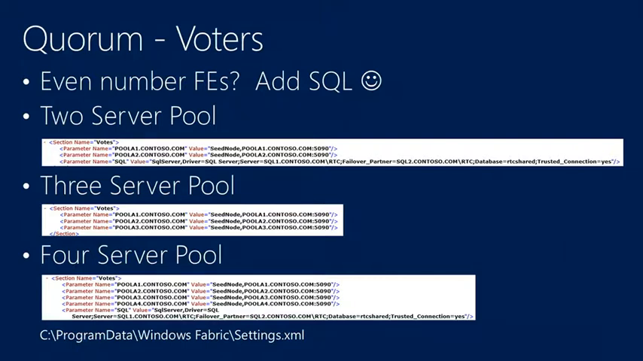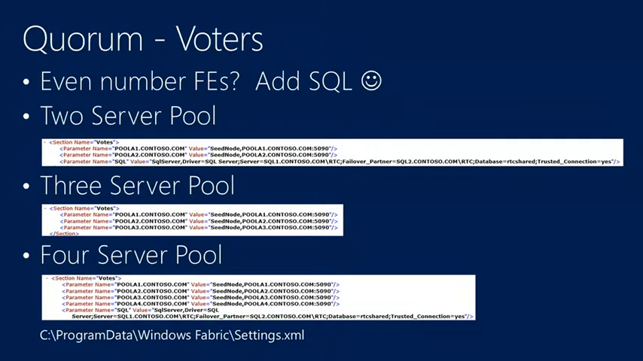It's relatively straightforward for us to find out whether or not we're leveraging SQL and which nodes are part of the quorum. We can easily go up to the program data, Windows Fabric settings.xml, and there's a list, right? In our 2-server pool, we can see 2 front-end servers with SQL as the third node. In a 3-server pool, we just have the 3 front-end servers. In a 4-server pool, again, we went back and added SQL.